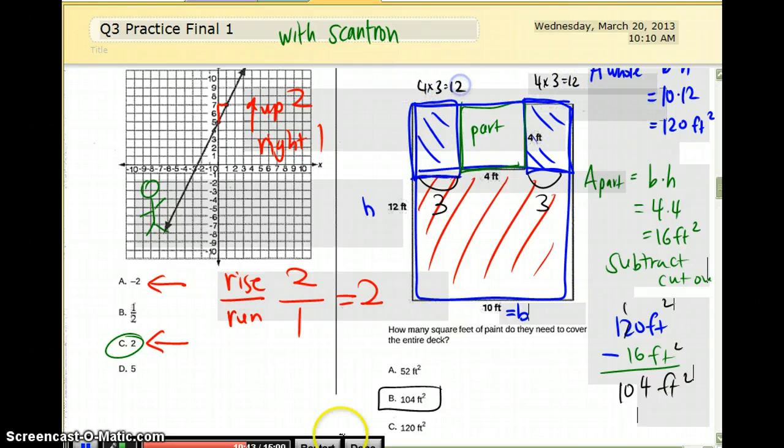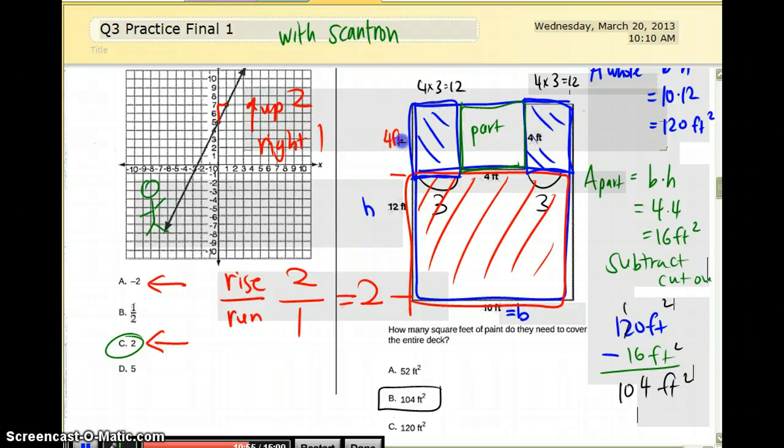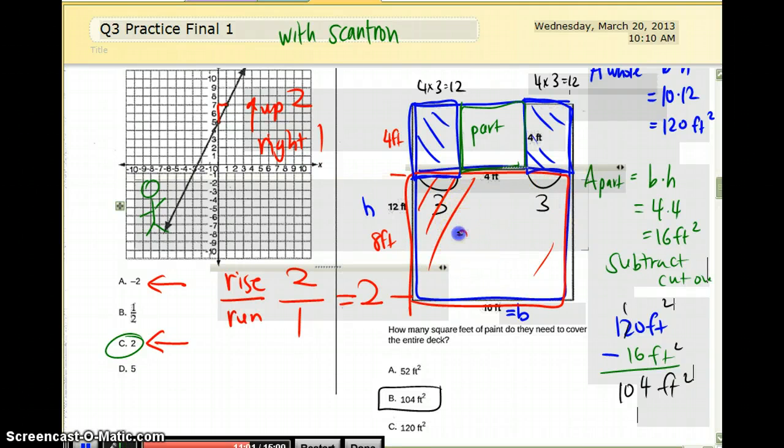So I know that each of these boxes is a 4 by 3, which is 12 feet. And then at the bottom, the red shaded part right here is going to be a 10 by, and it's not going to be 12 because 12 is the whole thing, but it's only part of that. Now I know that this is 4 feet, so if I subtract, this bottom part is 8 feet. So this rectangle down here is going to be an 8 feet by 10 feet rectangle, which is an 80-square-foot rectangle.